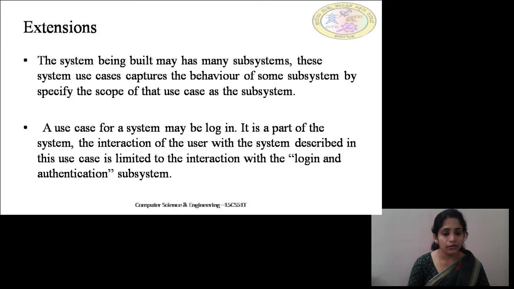For example, if we take a use case for a system, maybe a login. Login is a simple use case. It is a part of the system. The interaction of the user with the system described in this use case is limited to the interaction of login and authentication subsystem. Suppose I consider login as a system use case, the possible subsystems for the login use case are login and authentication or authorization. All these subsystems come under the login.